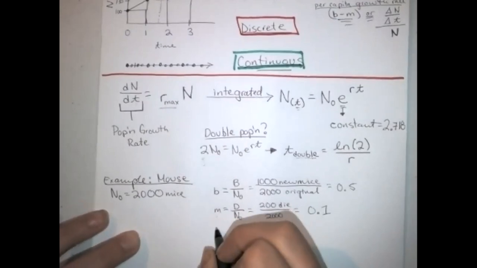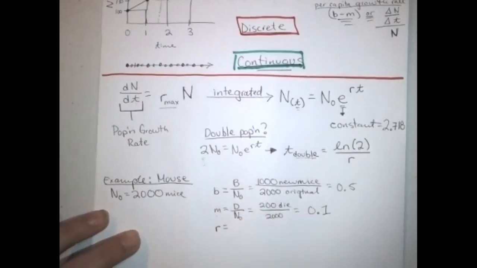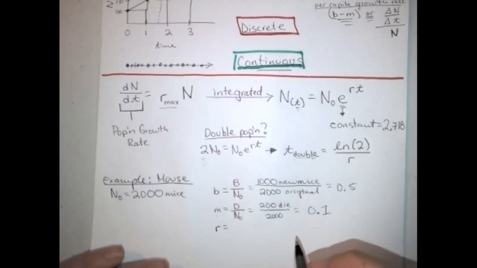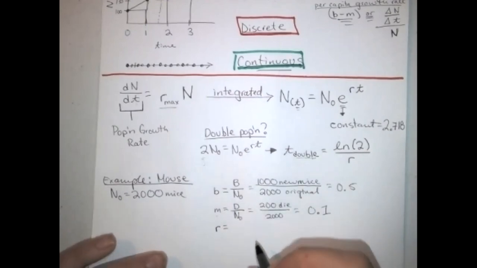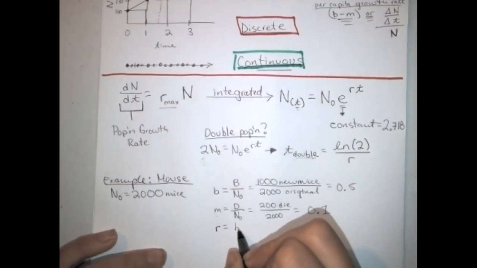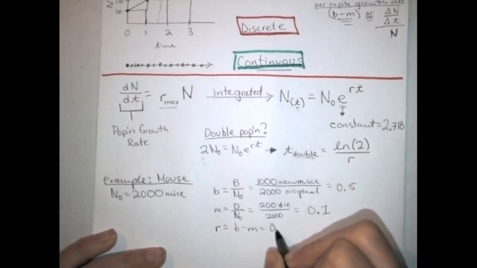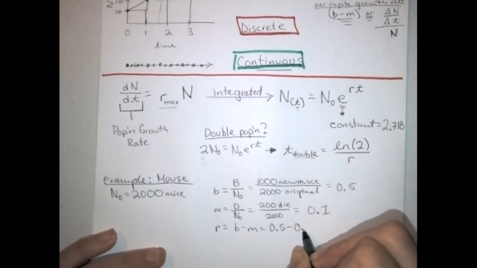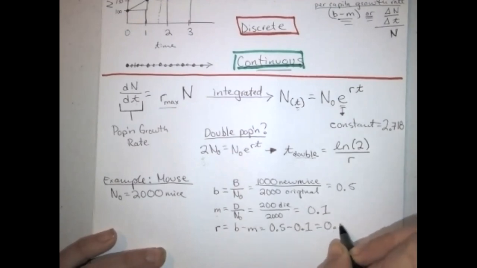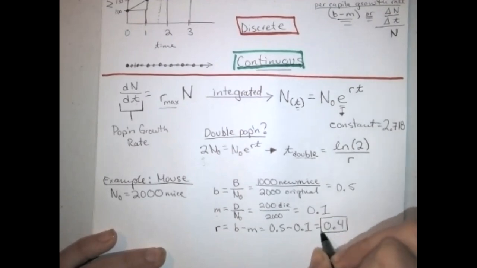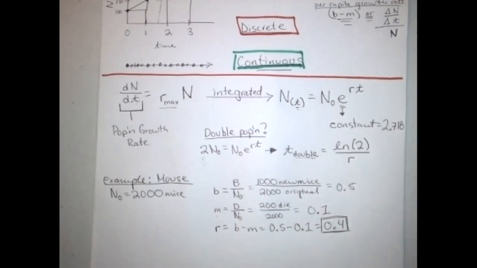Okay, so the growth rate, per capita growth rate, that is B minus M, or 0.5 minus 0.1, for a total of 0.4. Okay, so that is the per capita growth rate.